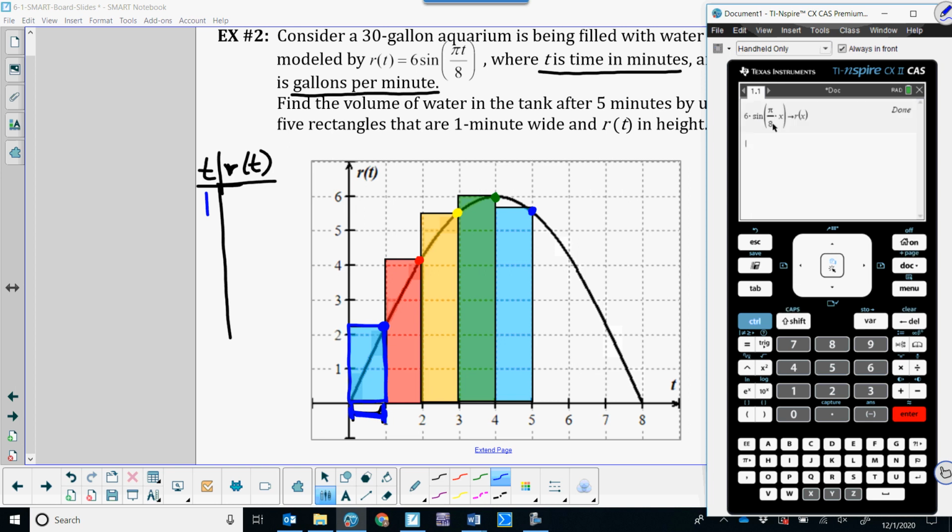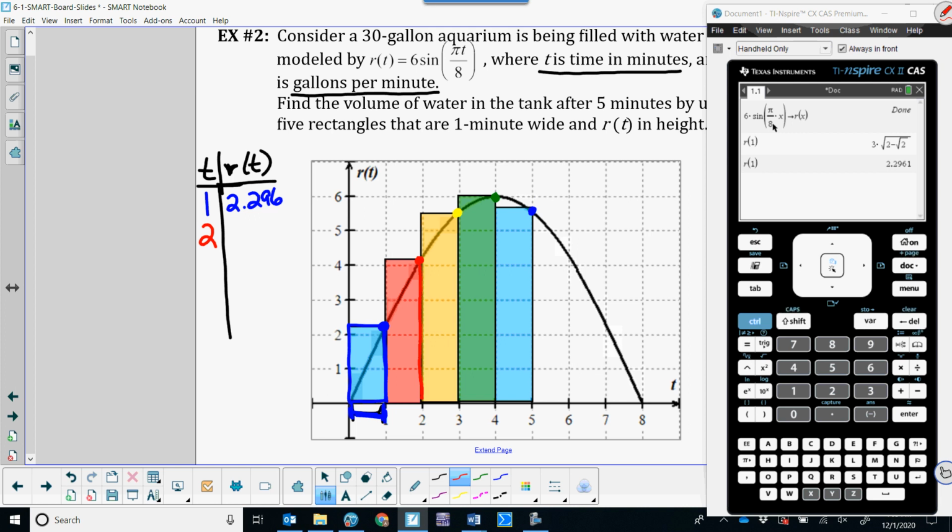Now I'm going to fill in my table. So I need to know what is that value at 1. So I'm simply going to do now R of 1 and hit enter. And then of course I want decimals for these because I'm using a calculator. So I get 2.296, remember 3 decimal places. And then I want to do the t is 2. Its height is right here.